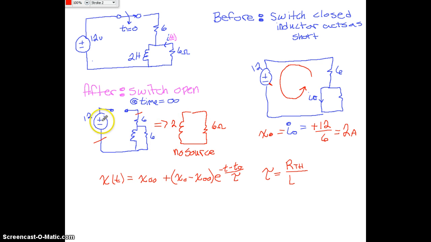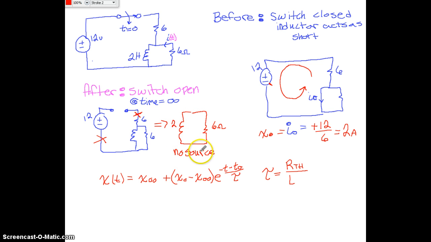So here, when we minimize this at time infinity and we open the switch, it's going to cut off the source for the 12. So that one is going to be shorted out and that 12 is not going to count. Same with this 6 resistor here. So we're going to be left with the 2 Henry inductor and the 6 ohm resistor.